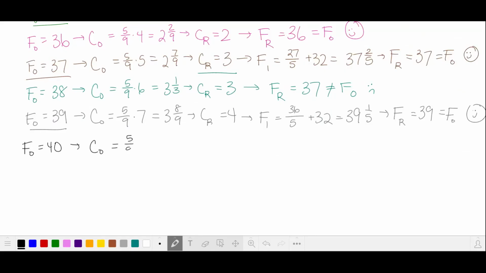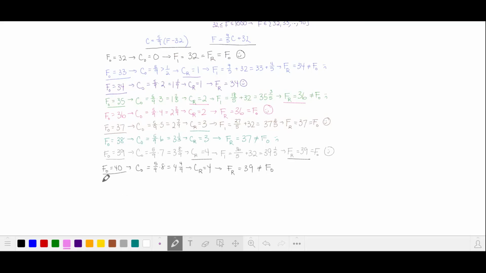Last one, 5/9 times 8, 4 4/9. This is going to round down to 4, same as before. So our rounded value is again 39, and not the same as our original. So in our first 9 integer values of Fahrenheit temperatures, we have successes when they equal 32, 34, 36, 37, and 39. In mod 9, these correspond to 5, 7, 0, 1, and 3.